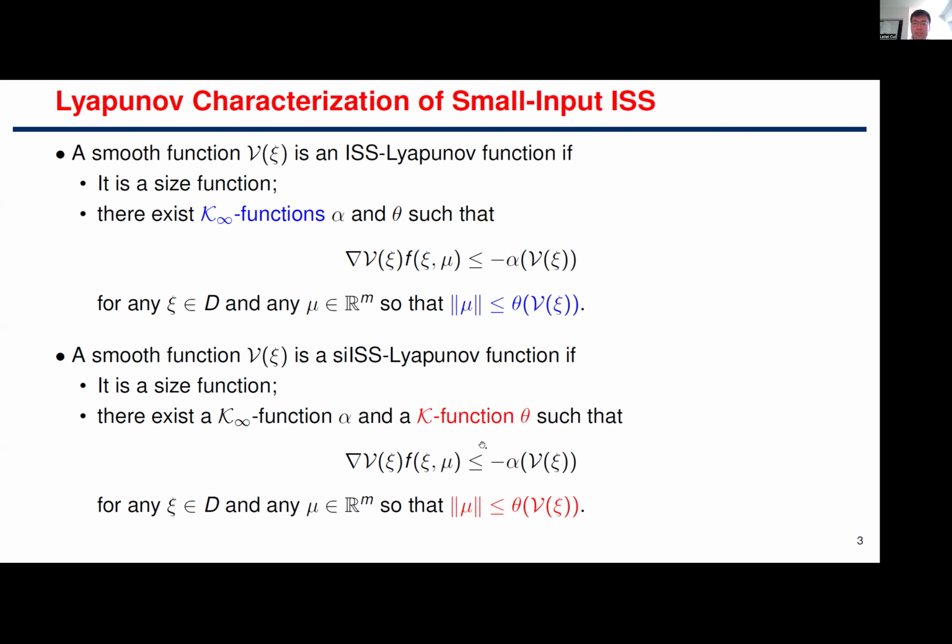The only difference is that for the ISS definition, theta should be a class K-infinity function. But for small input ISS, theta should be a class K function. A class K function may be saturated. If there is a saturation for the class K function theta, the disturbance U must be smaller than the saturation, such that this inequality can hold, right? So this inequality also tells us how small the input should be.